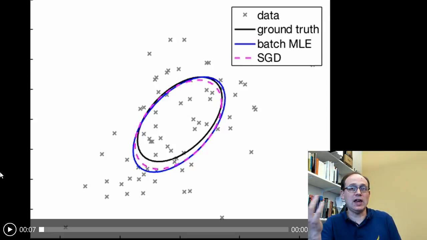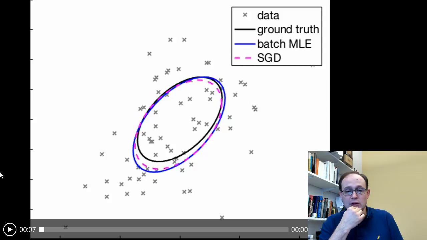I should say right off the bat, stochastic gradient descent is not actually the best algorithm to use in this situation because it's really fast to calculate the batch maximum, the global optimum of the likelihood function. But we'll use it as an example anyway because it shows how the algorithm works.